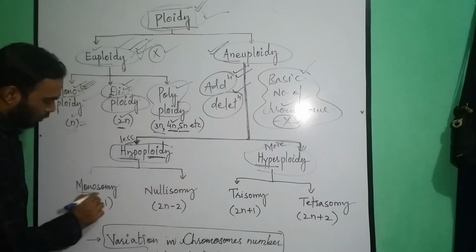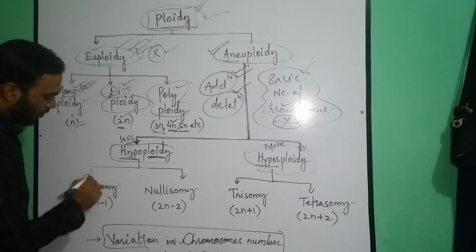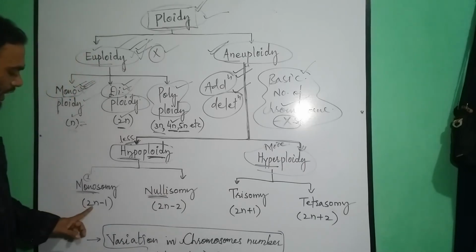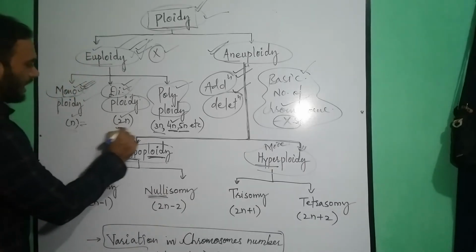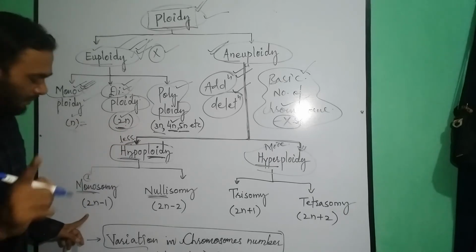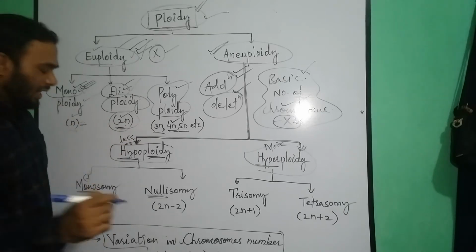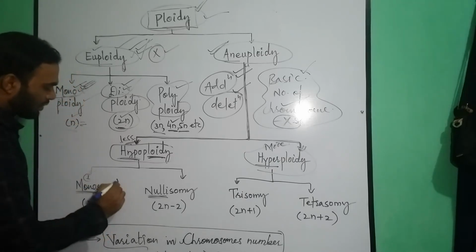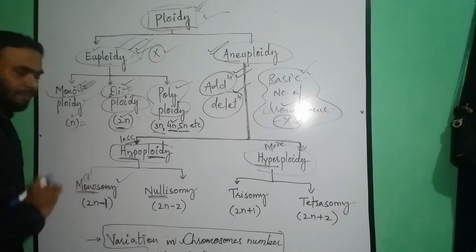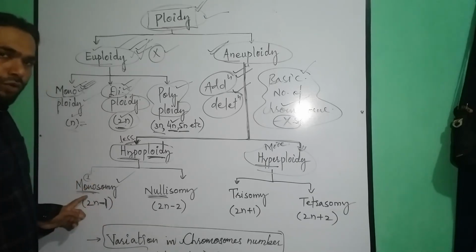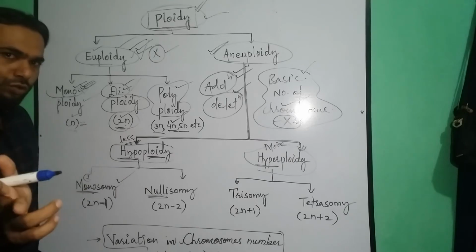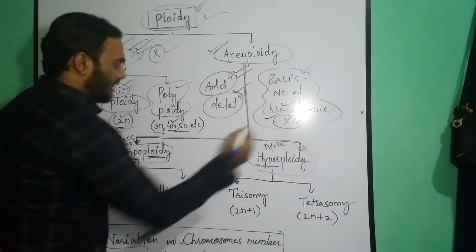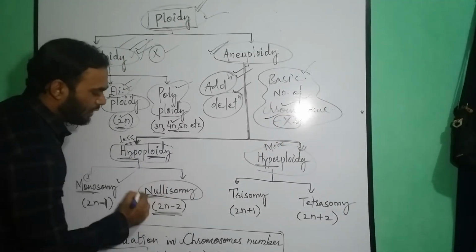One type is called monosomy. Mono means one, as you know, and the other is called nullisomy. So monosomy means what? If the cell is diploid, indicated by 2n, and from that diploid cell one chromosome is less, then this type is called monosomy, meaning 2n minus 1. If two chromosomes are less from the total number of chromosomes of the diploid cell, then this is called nullisomy.